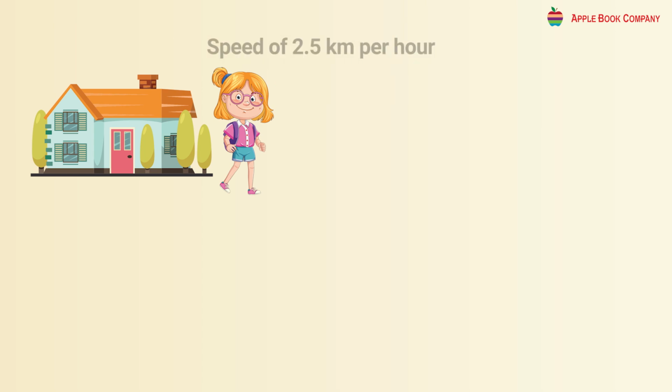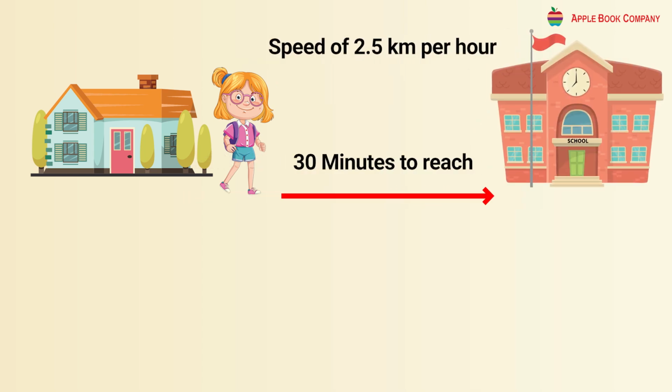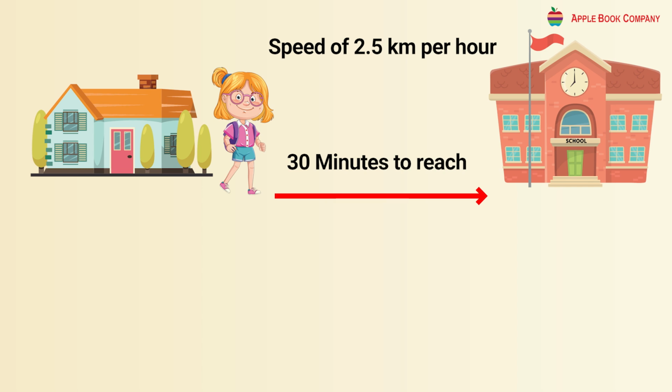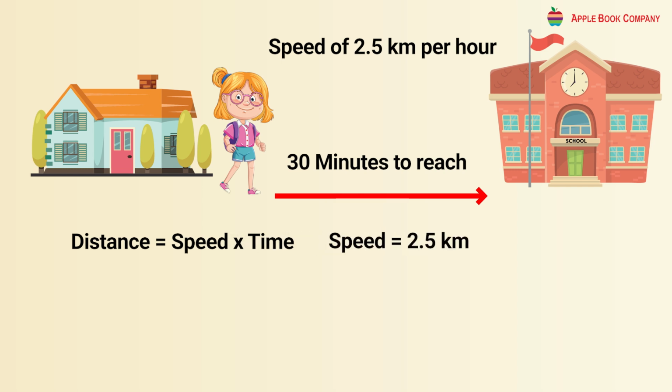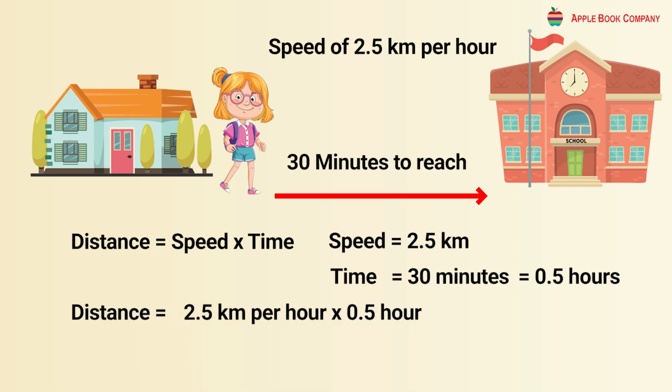Ria walks at a speed of 2.5 km per hour. She takes 30 minutes to reach her school from her house. How far is her school from her house? We can use the formula distance is equal to speed times time. Given speed is equal to 2.5 km per hour. Time is 30 minutes, which is equal to 0.5 hours. Therefore, distance is equal to 2.5 km per hour times 0.5 hour, which is equal to 1.25 kilometers. So, Ria's school is 1.25 km away from her house.